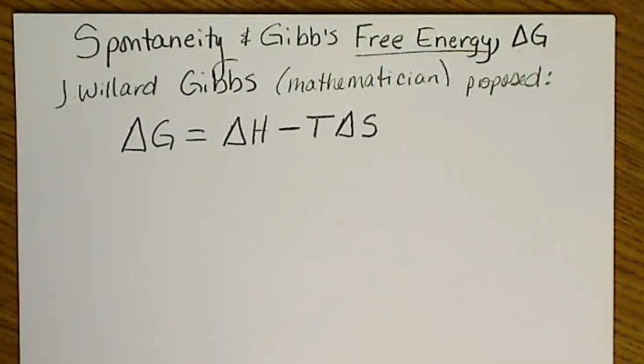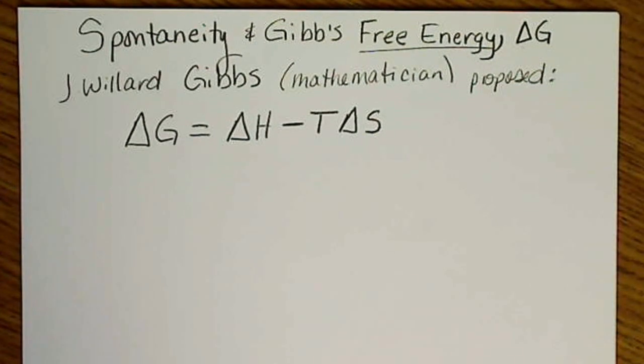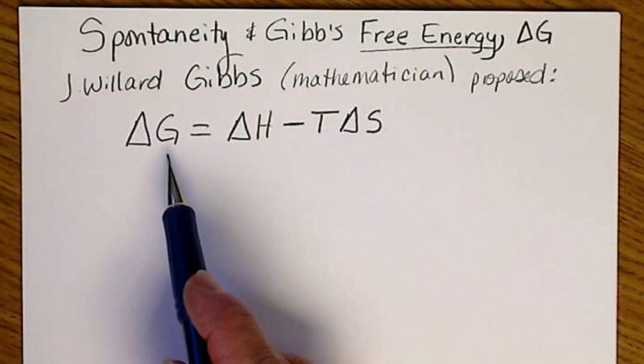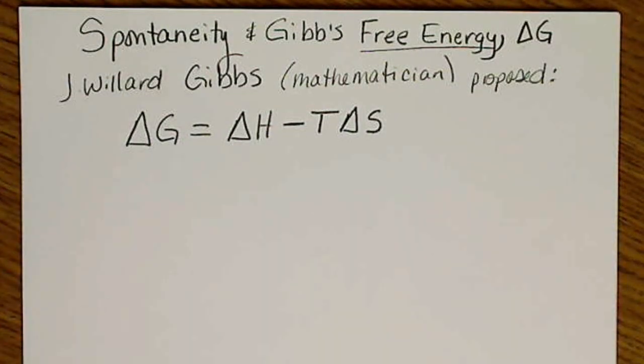So Gibbs was a mathematician. I believe he was awarded the first PhD in America. Graduated from Yale in 1863. He's a smart mathematician, and he just proposed this equation.